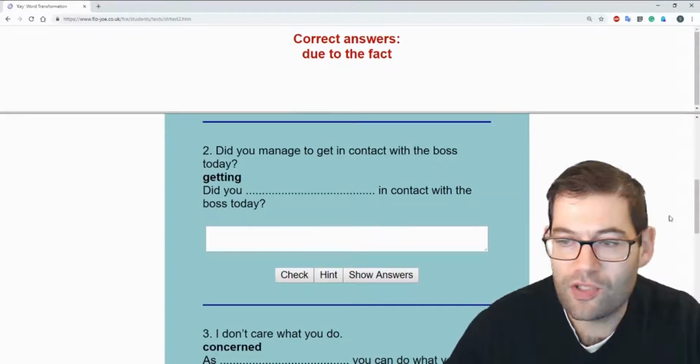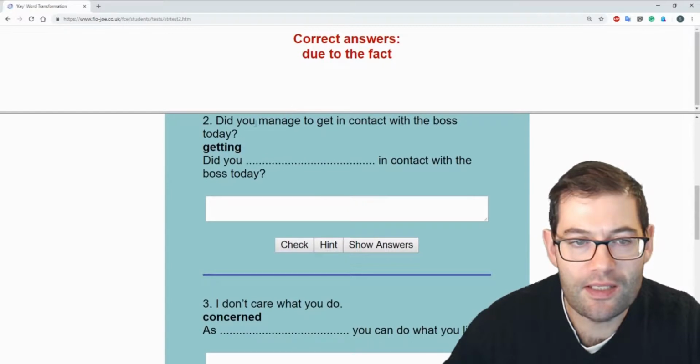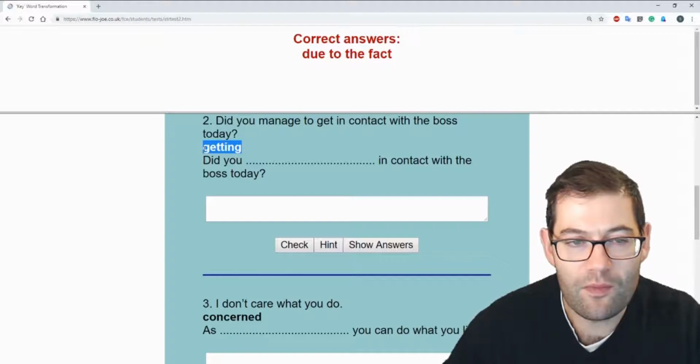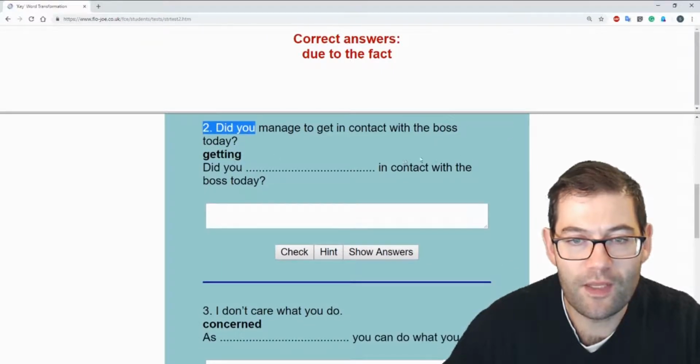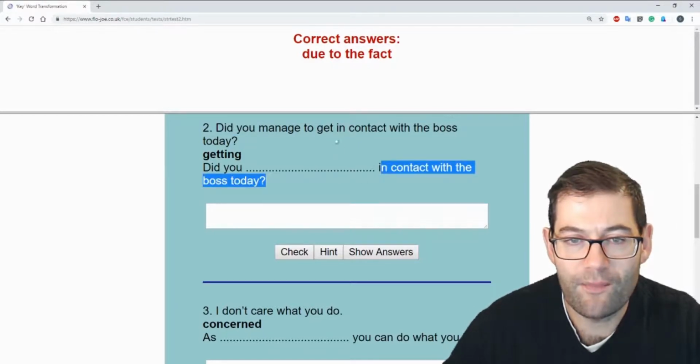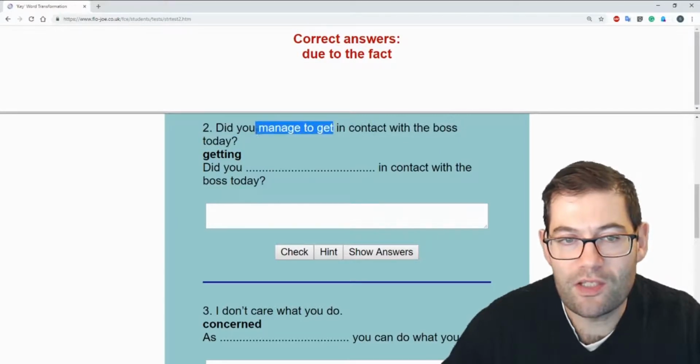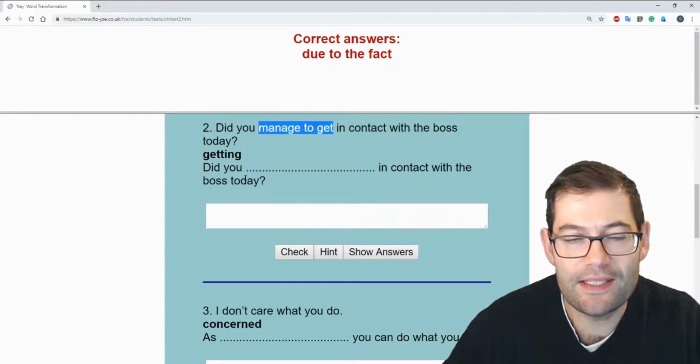Okay, for question number 2, the sentence we're given says, did you manage to get in contact with the boss today? We're given our keyword, which is getting. So let's have a look at the language which we don't need to worry about. So we've got did you, which is over here. Hang on a second, it's moving up there. And then we've got in contact with the boss today. Let's highlight that, which is this bit here. So what we need to concentrate on is these 3 words there.